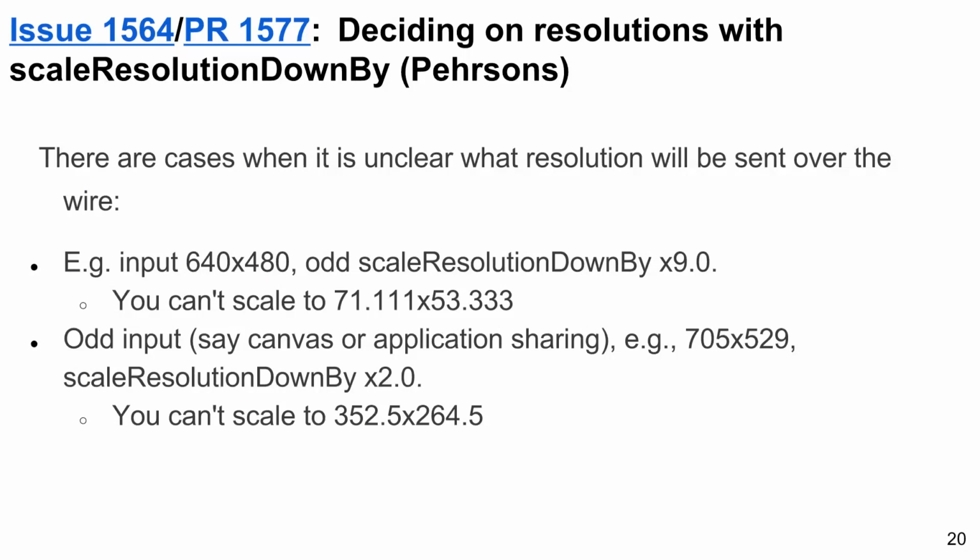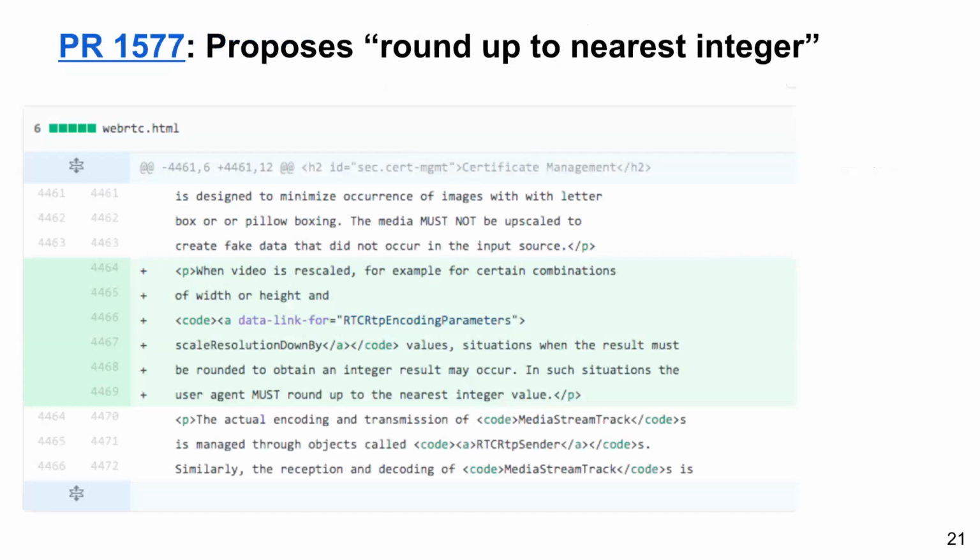You can also have other examples of this where you use scale resolution down by 2 and you have some fractional pixels, right? So the question is what you do here. And previously, I should mention, unless you have some illegal value of scale resolution down by, we never create an error. So none of these cases would ever generate an error. And then the question is, what do you try to do?